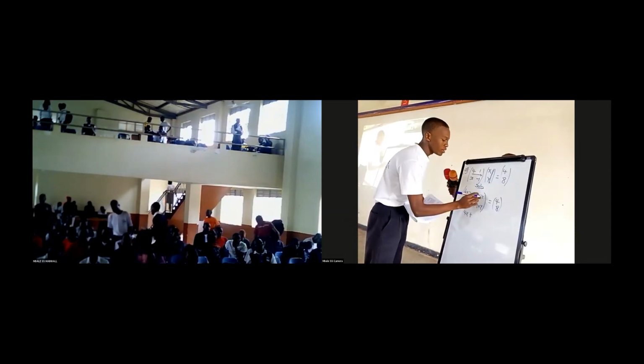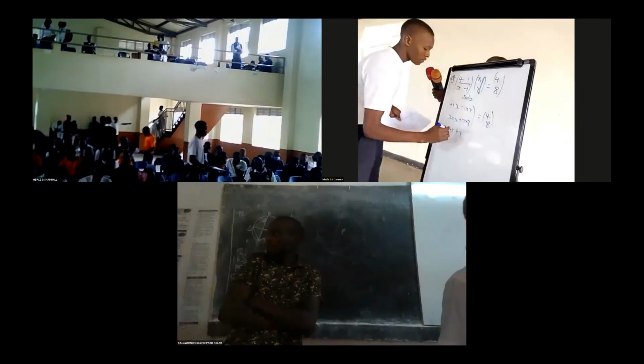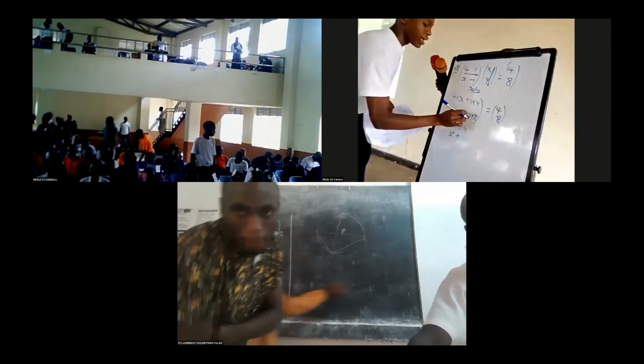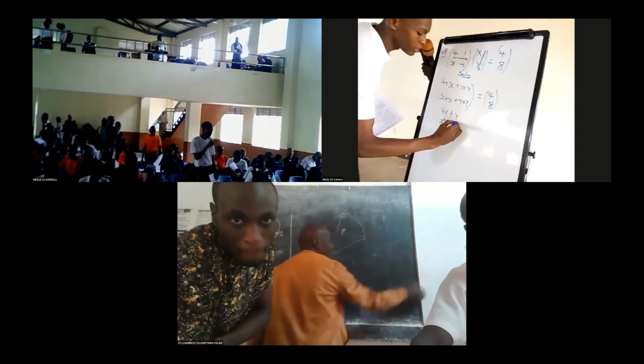So I think we can now multiply. 4 times x, we shall have 4x, plus 1 times y, we shall have y. x times x, we shall have x squared, plus -y times y, we shall have -y. We equate it to 4, 8. Now we rearrange it to solve for these two.